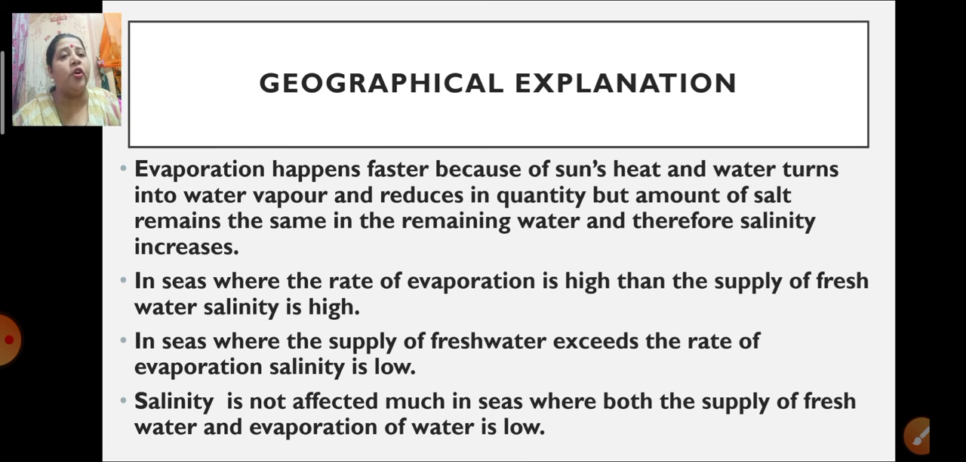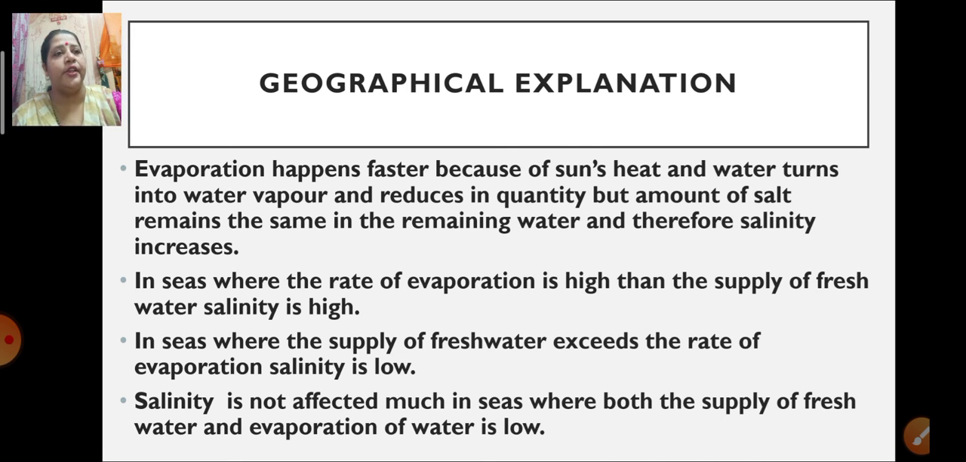Salinity is not affected much in seas where both the supply of fresh water and the evaporation of water are low. If the supply of fresh water is good in that sea and the evaporation is also very low, then salinity cannot be affected. So this is what we have learned through this experiment. I hope, children, you have understood till here.